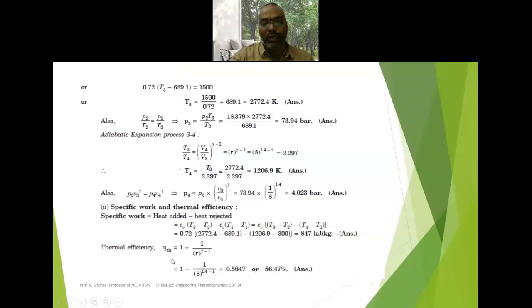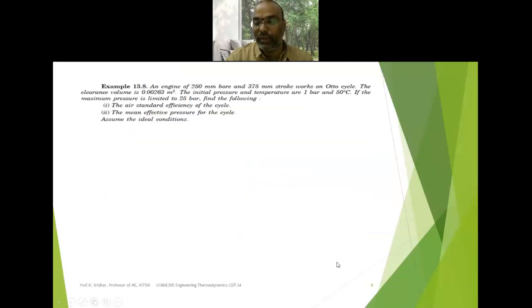Similarly, the last one is the thermal efficiency. You know that 1 minus 1 by r to the power of gamma minus 1 is the formula to estimate the air standard efficiency of the Otto cycle. The compression ratio is clearly given as 8:1, so that is 8, and the gamma value is also given. Substituting all the values, we get the thermal efficiency of the Otto cycle as 56.47%.